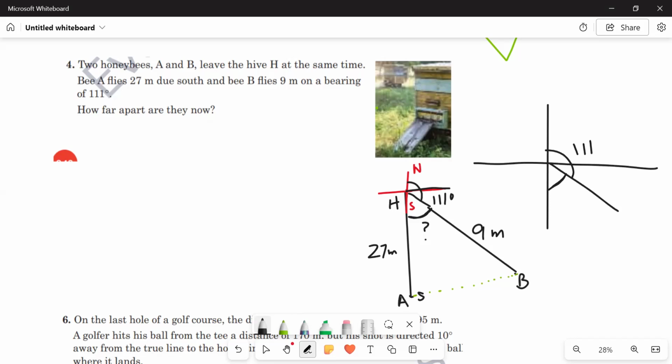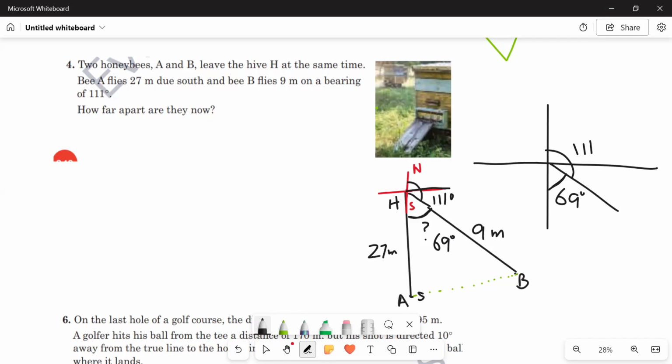So what will it be? I think it's 69. This angle becomes 69. So 69 plus 111 becomes 180. So this will be 69. Is it clear? Yes. 111 plus 69 will be 180, means the angle on the line will be 180. Now we can apply cosine rule.